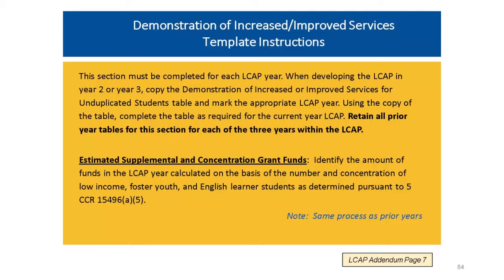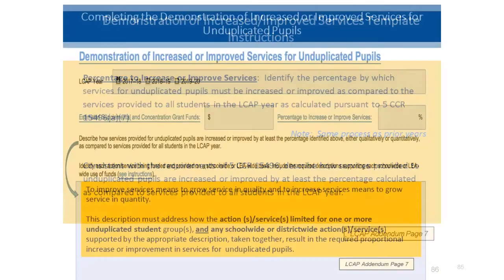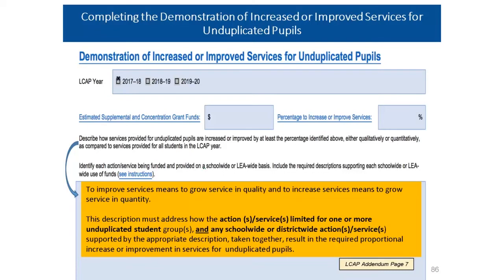The determination of the estimated amount of the supplemental and concentration funds is based on the state regulations and has not changed from prior years. The percentage used on this page is also based on the California Code of Regulations calculation, which has not changed from prior years. The first question asks how all the actions in the LCAP are identified as contributing to increased or improved services by at least the percentage identified in the box on the right-hand side of the page for unduplicated pupils as compared for services for all students.